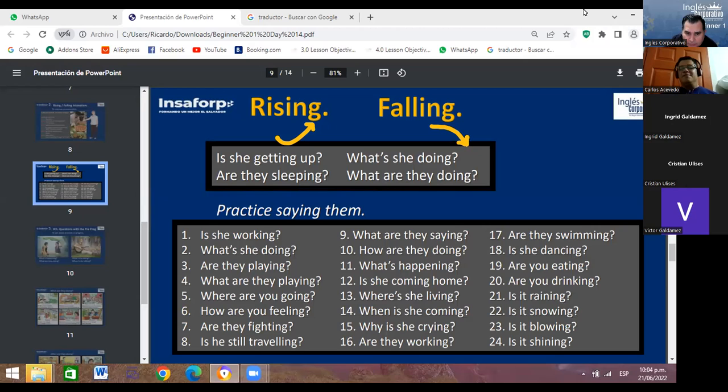What are they saying? How are they doing? What's happening? Is she coming home? Where's she living? When is she coming? Why is she crying? What are you doing, Steve? You have to practice the rising and falling intonation too. Okay. The next page.